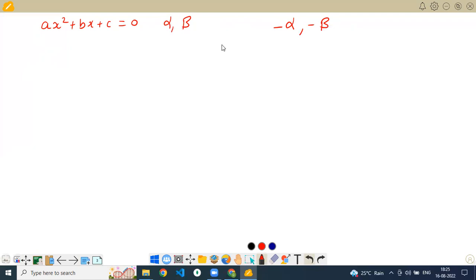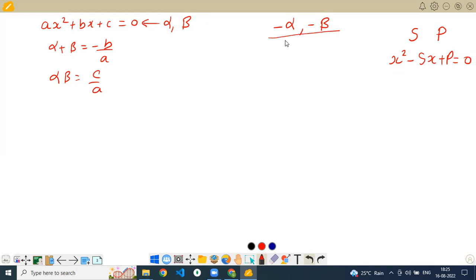Do you know the trick? So it just has to be the negative of the equation. How? No, it's not like this. If alpha and beta are the roots of this equation, then alpha plus beta is equal to minus b by a, and alpha beta is equal to c by a. And I said that if you know the sum of the roots and the product of the roots, then the equation is x square minus sx plus p is equal to 0.